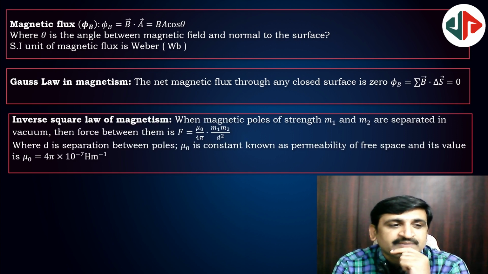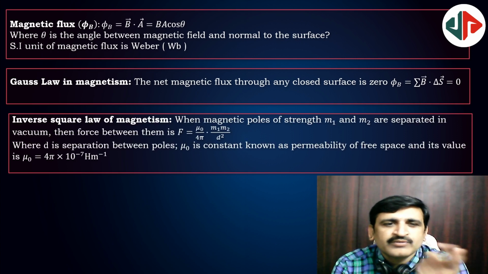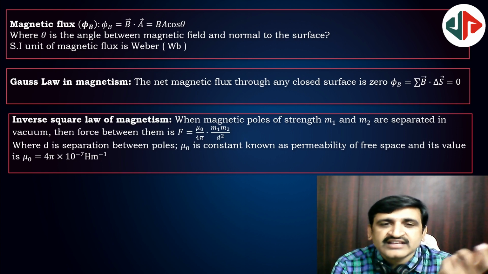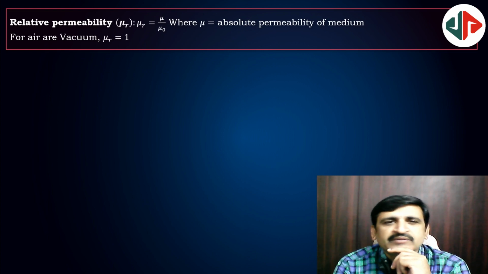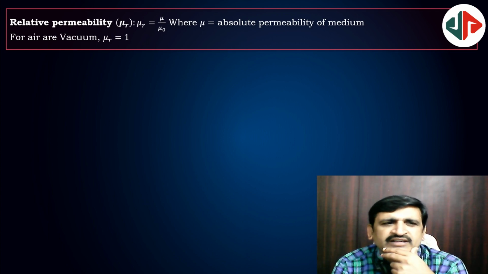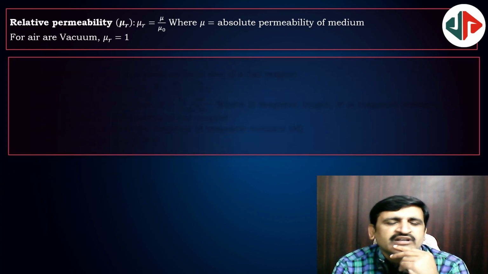Maxwell's second equation. Inverse square law: F is equal to mu naught by 4 pi M1 M2 by D square when they are separated in free space, where D is the separation between poles. Mu naught is a constant known as permeability of free space, and its value is mu naught equal to 4 pi into 10 power minus 7. Henry per meter is the unit for that. Relative permeability is mu by mu naught, and mu is absolute permeability of the medium. Mu naught is free space permeability. And relative permeability won't have any unit because it's a ratio of the same kind.